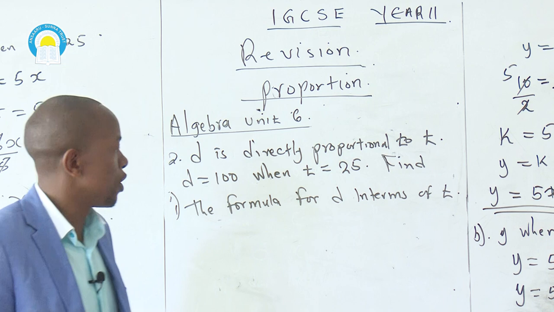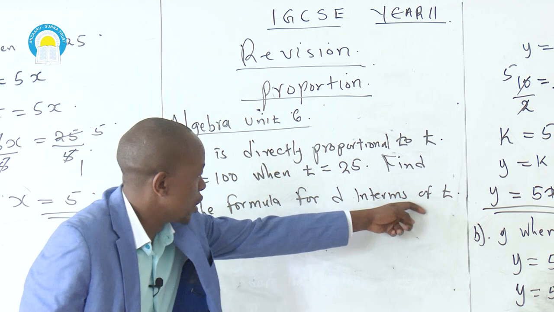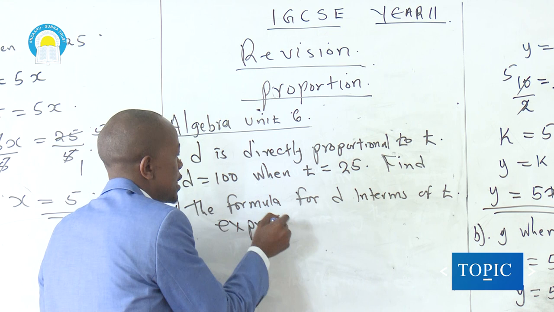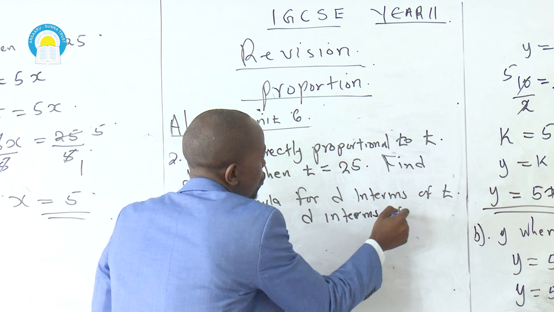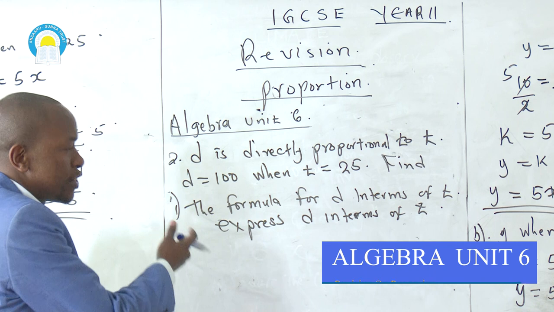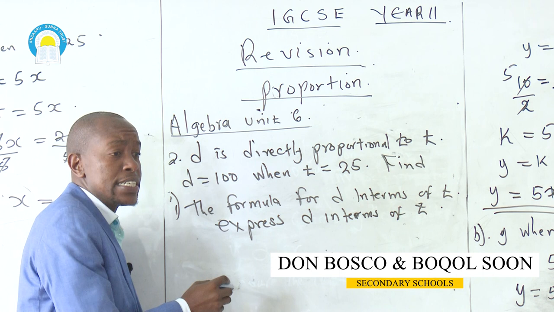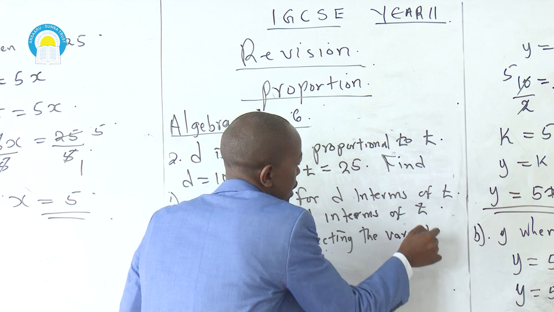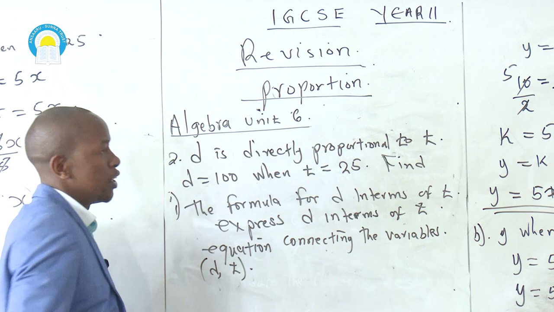Now, there is another way they will ask you a similar question to this. They will ask you to express D in terms of T. This is the same. Another way they will ask you, which is similar, is find the equation connecting the variables. In this equation that we have, our variables are D and T.